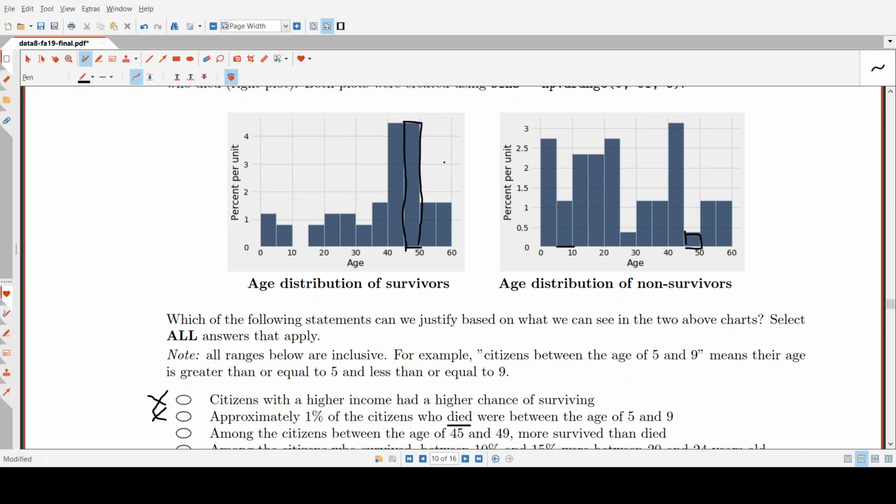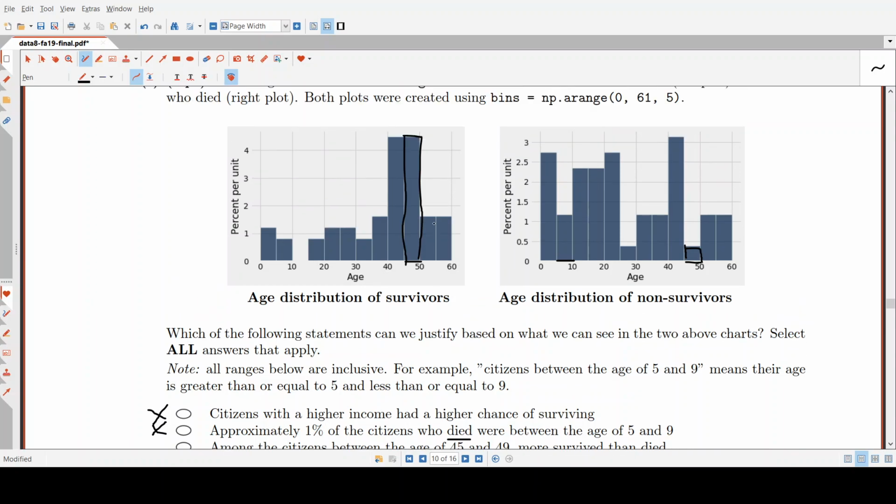So directly comparing the height of the bars actually would not work because there's a different number of survivors and non-survivors. So saying a higher percentage of survivors, or a higher percentage of these people were in the survivors table than in the non-survivors table, is not accurate because we don't know exactly how many people survived and died.